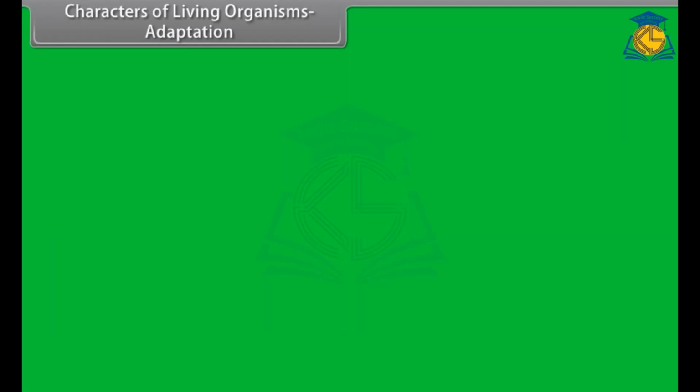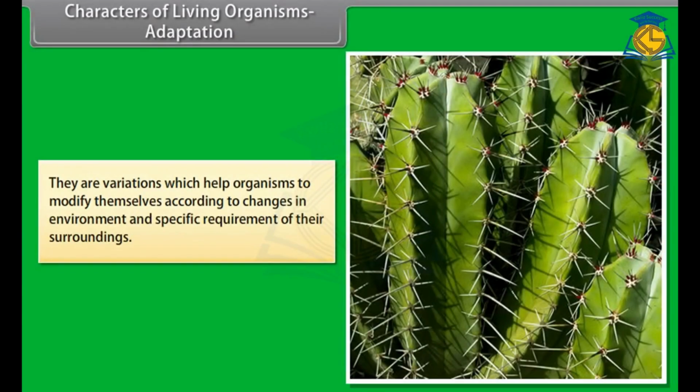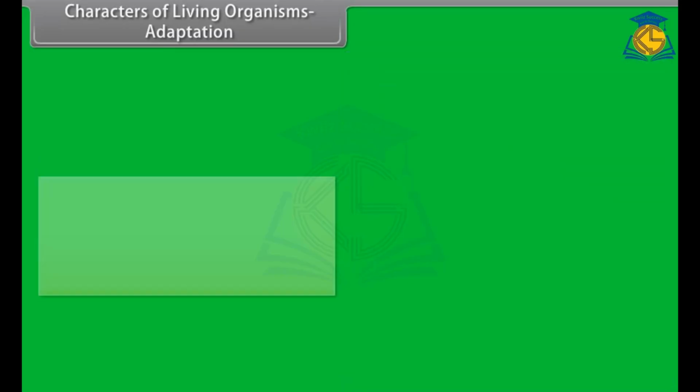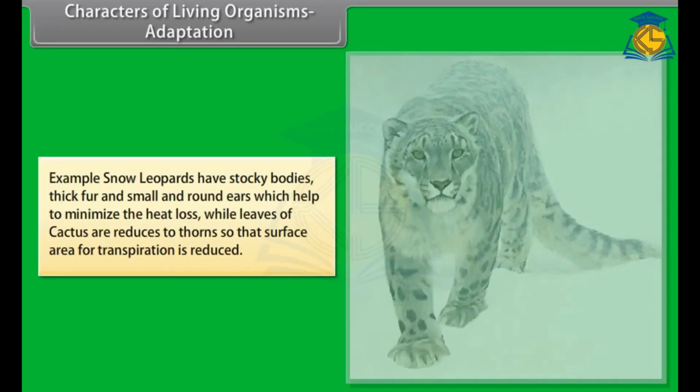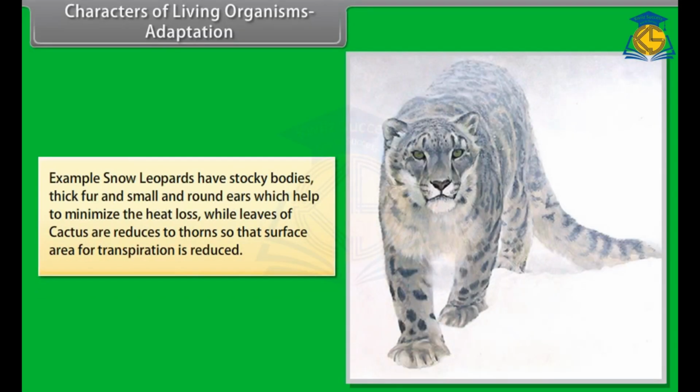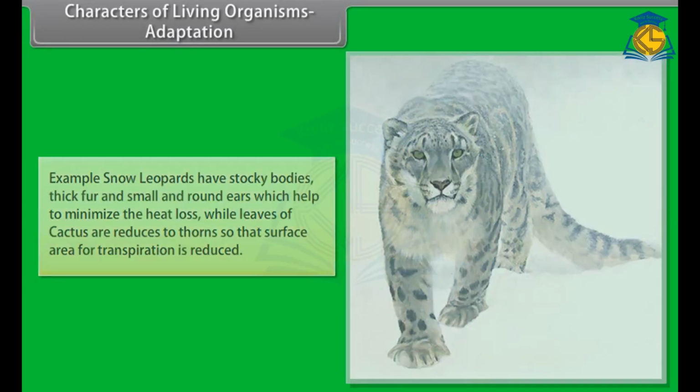Characters of living organisms. Adaptation. Adaptations are variations which help organisms to modify themselves according to changes in environment and specific requirements of their surroundings. Example: snow leopards have stocky bodies, thick fur, and small and round ears which help to minimize the heat loss, while leaves of cactus are reduced to thorns so that surface area for transpiration is reduced.